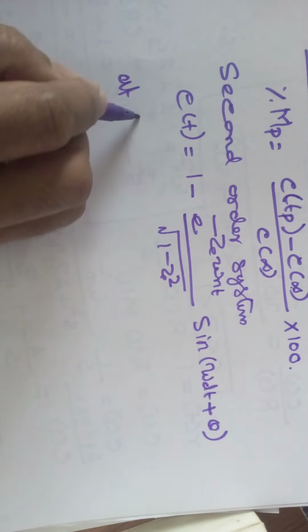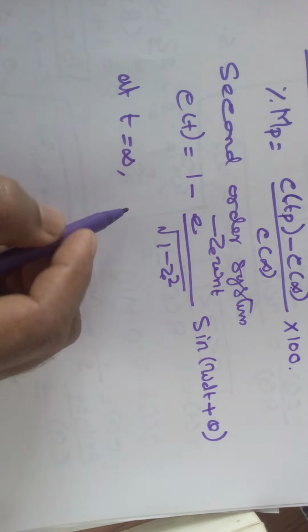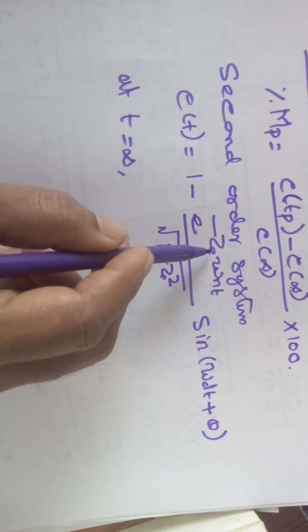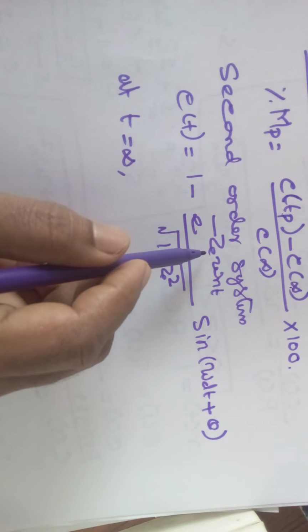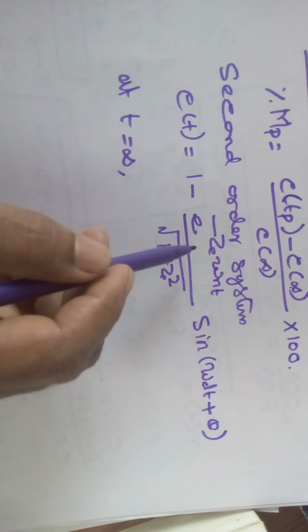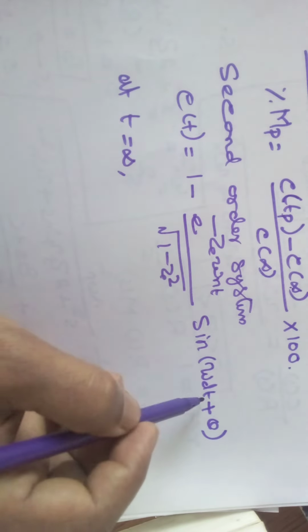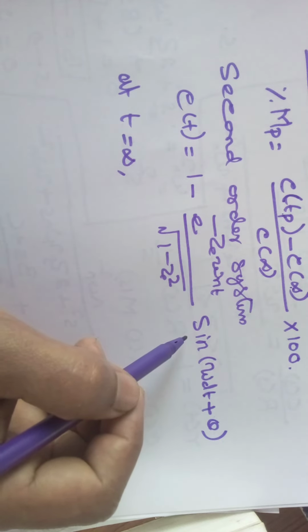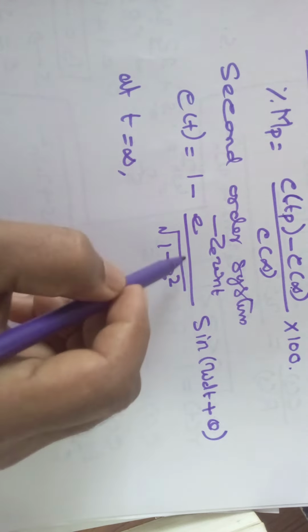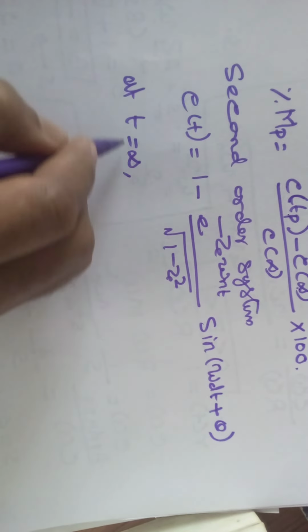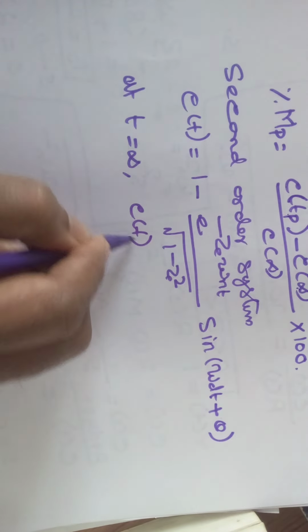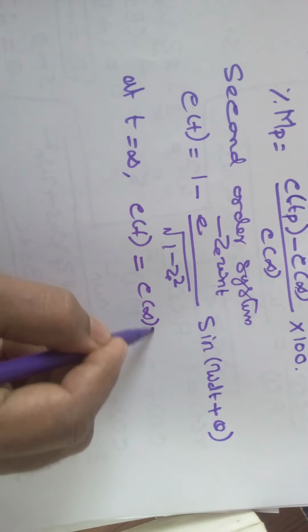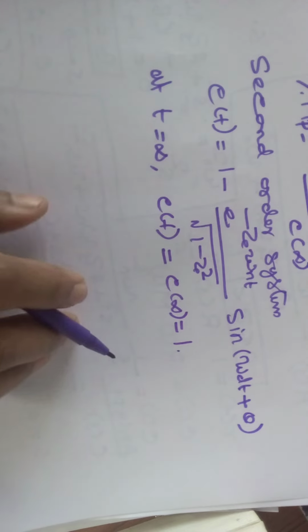So at t equal to infinity, when you substitute t equal to infinity here, what will be the answer? E power minus infinity equals 0. So this term equals 0. Therefore at t equal to infinity, this C of t, or we can write C of infinity, is equal to 1. Understood?